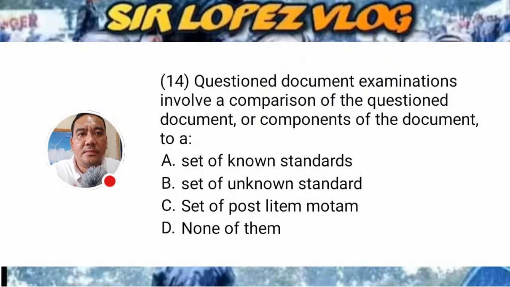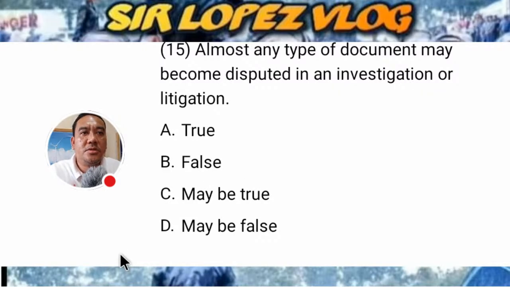Number 15. Almost any type of document may become disputed in an investigation or litigation. A, true. B, false. C, may be true. Or D, may be false.